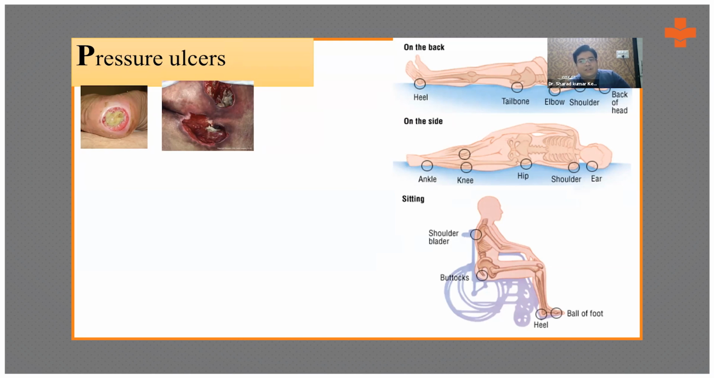And over time, if more than 2 hours, usually what we advise is a bedridden patient should be turned over constantly, every 2 hours, to different positions, right? If this is not done, then the pressure ulcer gradually sets in.